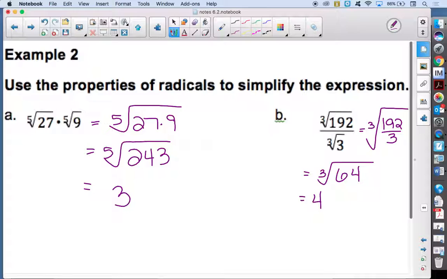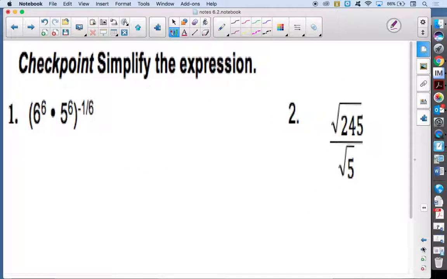So why don't you try the 2 underneath? I think there's 2 checkpoint problems. The first one says 6 to the 6 times 5 to the 6th, and then that's to the negative 1/6. And then the second one, the square root of 245 divided by the square root of 5. So there's 2 different ways you could approach number 1. Kind of just depends what you see, what you're thinking about.